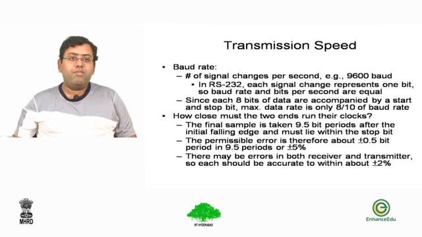The final sample is taken 9.5 bit periods after the initial falling edge and must lie within the stop bit. The permissible error is therefore plus minus 0.5 bit period in 9.5 periods, that means plus minus 5%. There may be errors in both transmitter and receiver, so each should be accurate to within about plus minus 2%.